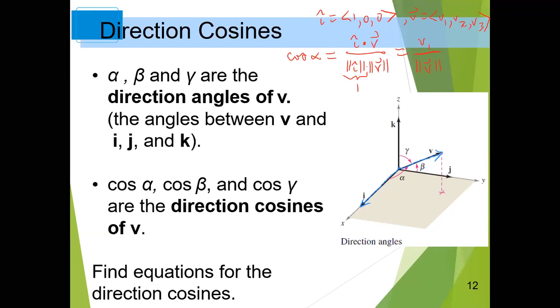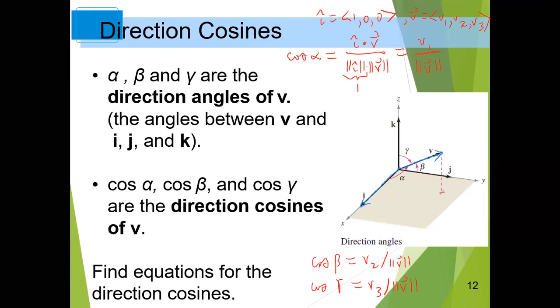What do you think is going to be true about cosine of beta? Well, I could do the same thing with J and V, yes? And I could do the same thing with K and V for cosine of gamma. Okay, so cosine of beta and cosine of gamma. Cosine of beta is going to be not V1 over the length of V, but V2 over the length of V. And of course, cosine of gamma is going to be V3 over the length of V. Okay?